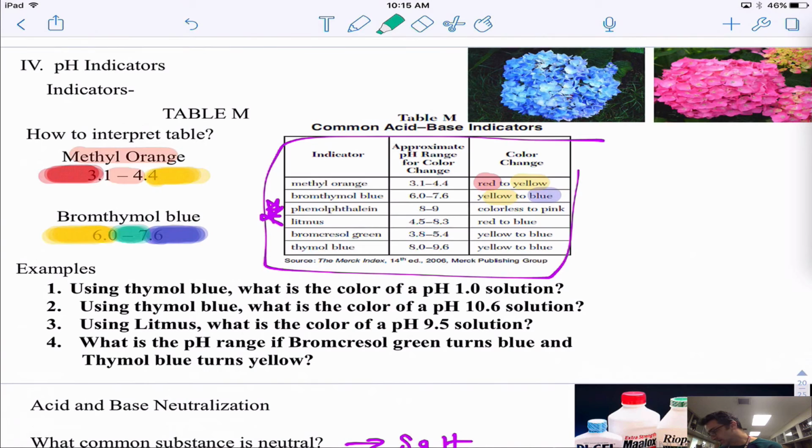All the indicators on the table can be read the same way. Phenolphthalein will be colorless below 8. It'll be a very light pink between 8 and 9, and then it will be a dark pink above 9. Litmus will be red below 4.5, purple between 4.5 and 8.3, and blue above 8.3. Bromocresol green, yellow below 3.8, blue above 5.4, green in between. Thymol blue, yellow below 8, blue above 9.6, and then green between 8 and 9.6.